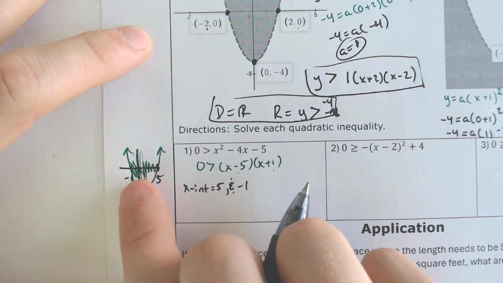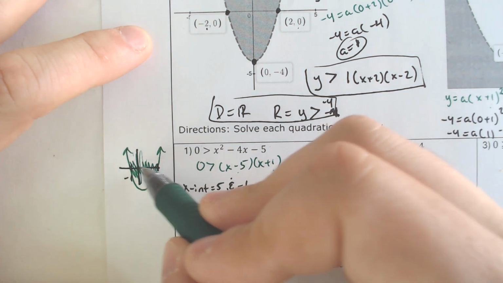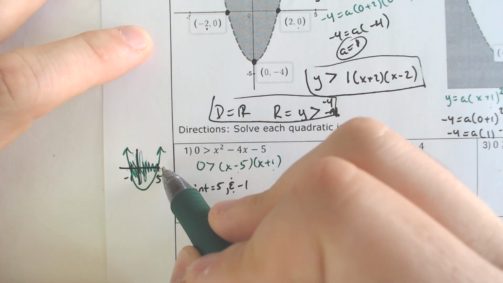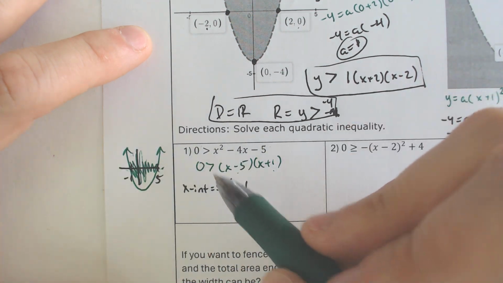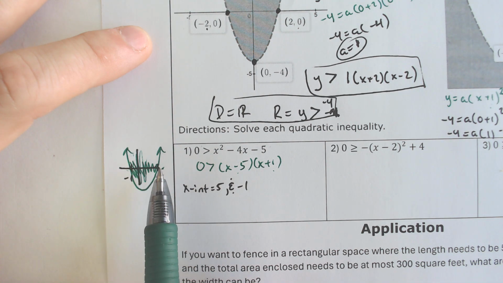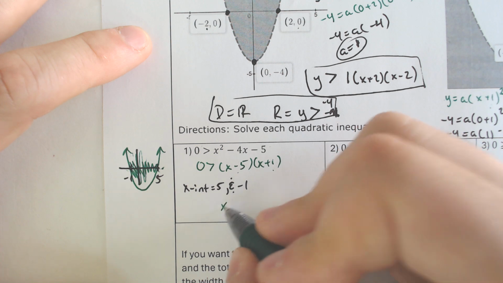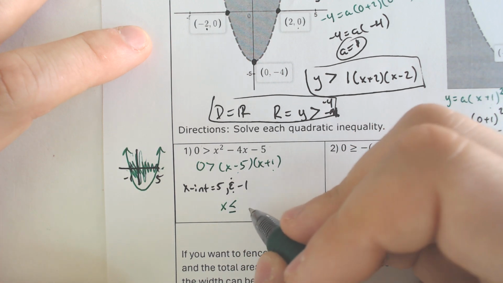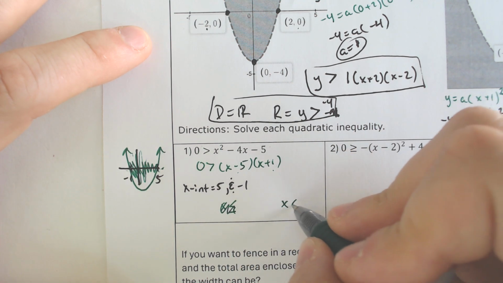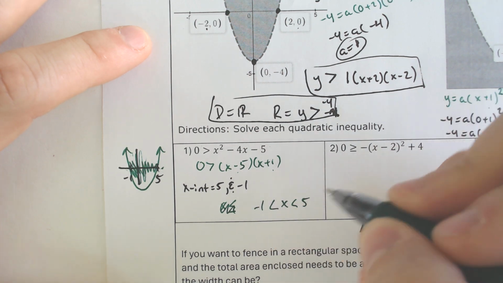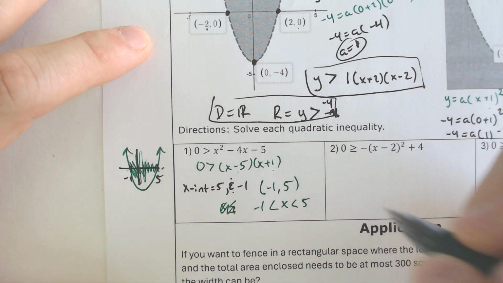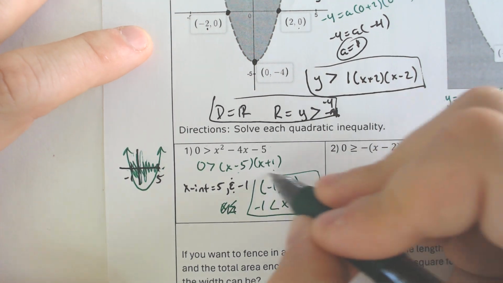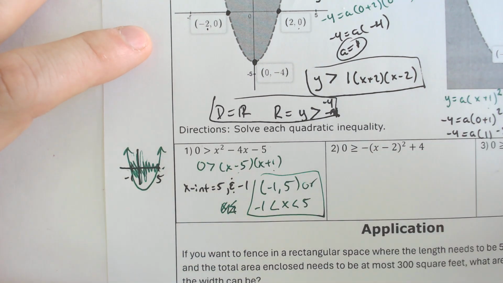So if I'm shading up, notice how I focused in on where is it in between. Is it in between the negative 1 and the 5, or is it outside of the negative 1 and 5? If it's an inequality, your answer is going to be dictated by where is the shading. So in this case, it is in between negative 1 and 5. That means that the x value is physically going to be in between the 5 and the negative 1. Or you could say negative 1 and 5 non-inclusive, okay? So both of those are acceptable versions of the answer.